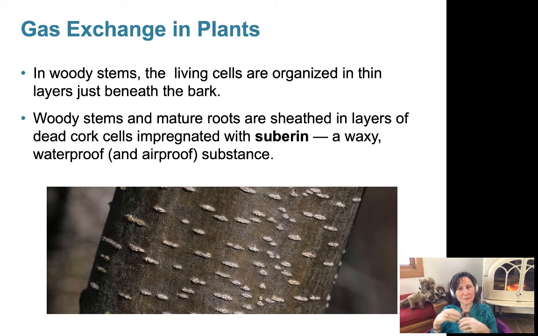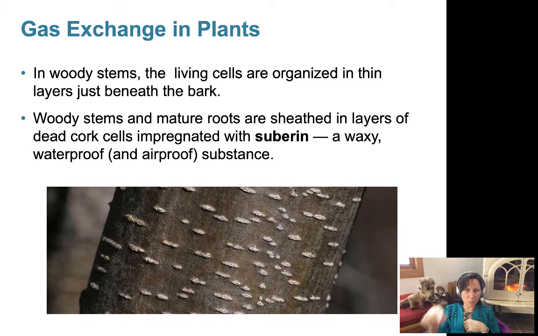But plants also have some additional methods for facilitating gas exchange. What about parts of plants that are really woody? How do they engage in gas exchange? In woody stems, they actually have these little things. What we're showing you in this picture, all these little rectangular white structures, are called lenticels. You can think of them in a way as being like bigger stomata.